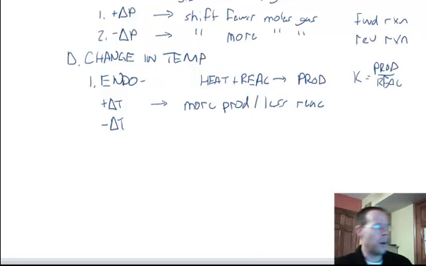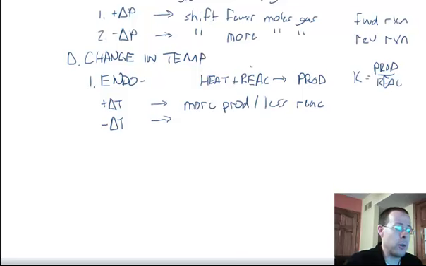If, though, we reduce the temperature, and this is an endothermic reaction, it's going to want to make more heat. So in this case, it's going to shift backwards, and we're going to make more reactants, because as we make reactants, what else do we produce? We produce heat. There should be a double arrow. Or we can make more reactants, or less product. More reactant or less product.